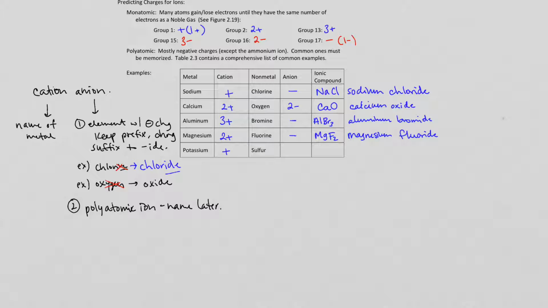Potassium's a +1, sulfur is a 2-, so we need K2S because we need 2 of the potassiums, and it is potassium sulfide. All right, potassium sulfide. On to the next page.